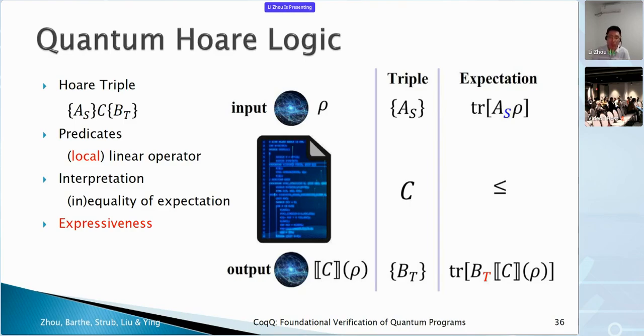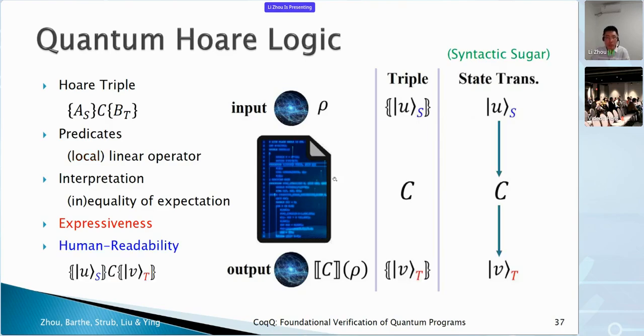Compared to sharp logics for quantum programs, this choice is very expressive and can describe most of the linear properties of quantum states and programs. One remarkable point is that we introduce a human-readable statement, which can be read as if the input is in the state U, then after performing program C, the output is in the state V up to a global phase. Such a definition is consistent with the correctness defined above, and thus is just a syntactic sugar.